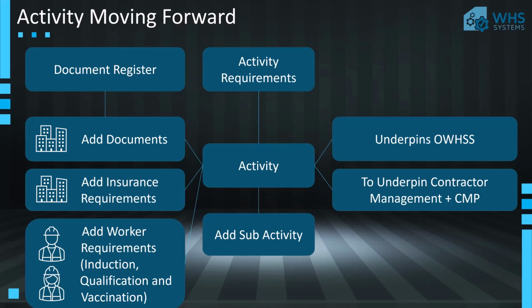Through the system you can develop activity requirements, which helps define the activity, and then you can use that if you've got templates of activities going out across multiple sites. You can add sub-activities. So if you have the complex activity of building a shed, you might have the sub-activities of laying the slab, doing the electrical, and building the actual shed itself. The activity will continue to underpin a lot of the Online WHS system, but it can also be used for auditing different activities. Also, it's going to underpin our new contractor management system.